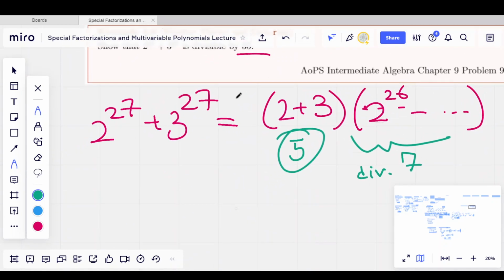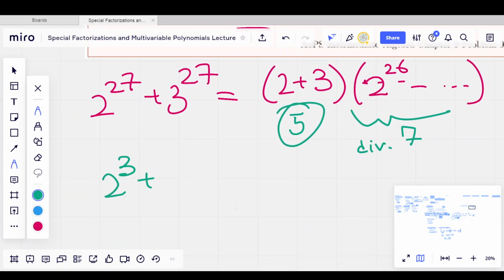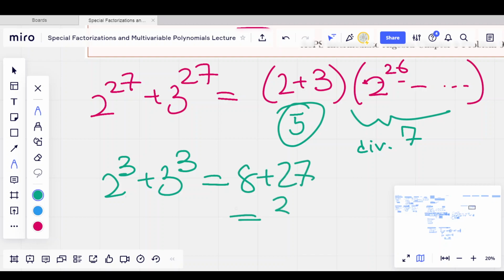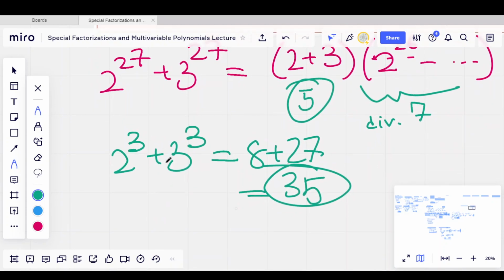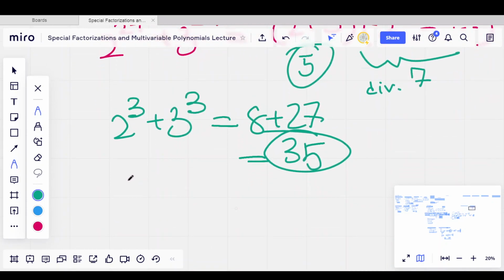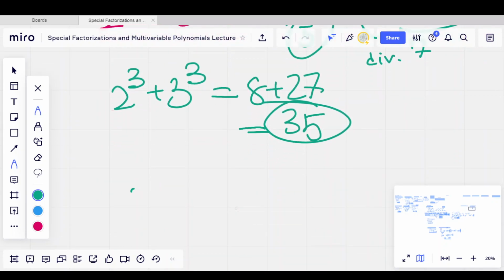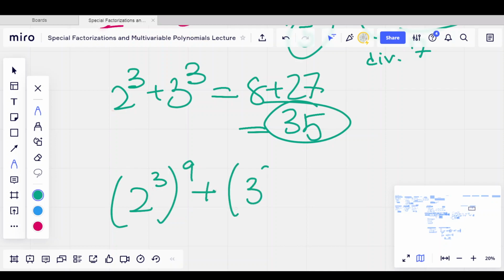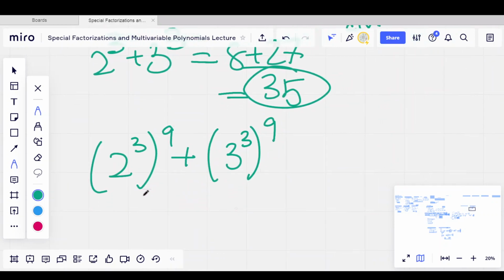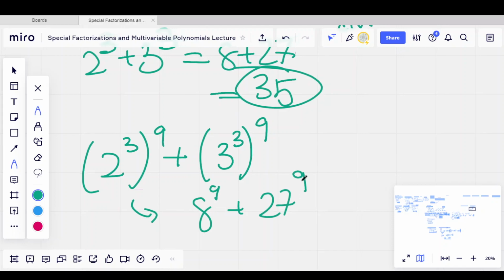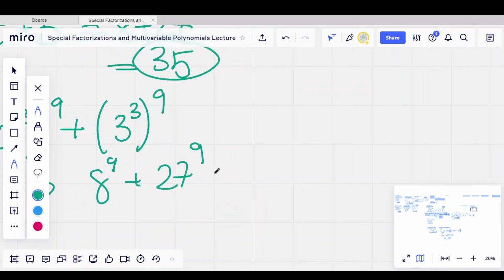So instead, you would want to know that 2 cubed plus 3 cubed is 8 plus 27 is 35. And then bingo, we have it. So instead, we just use the different one. So we can say that 2 cubed to the 9th plus 3 cubed to the 9th. In other words, this would be 8 to the 9th plus 27 to the 9th. And then now we can factor it properly, okay?